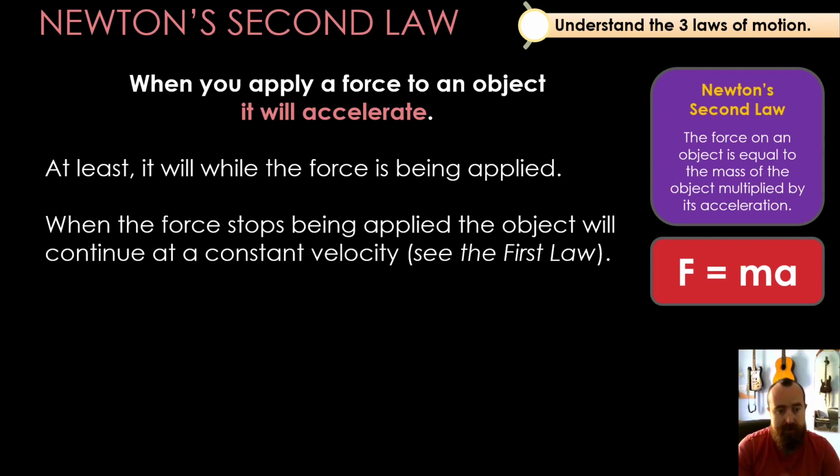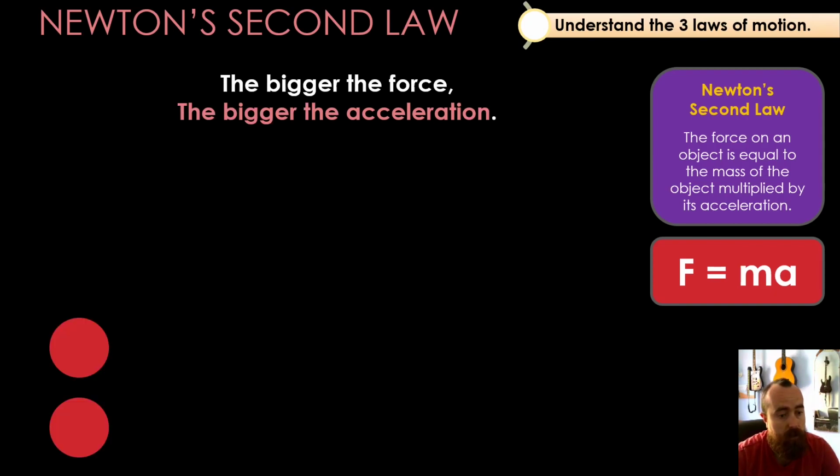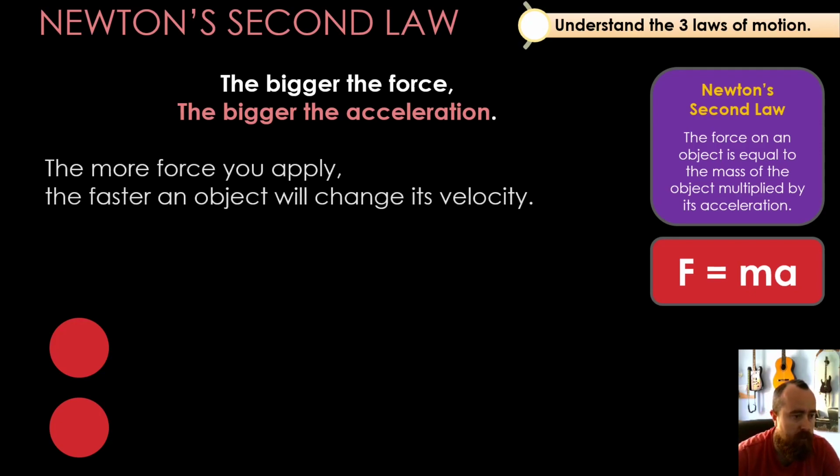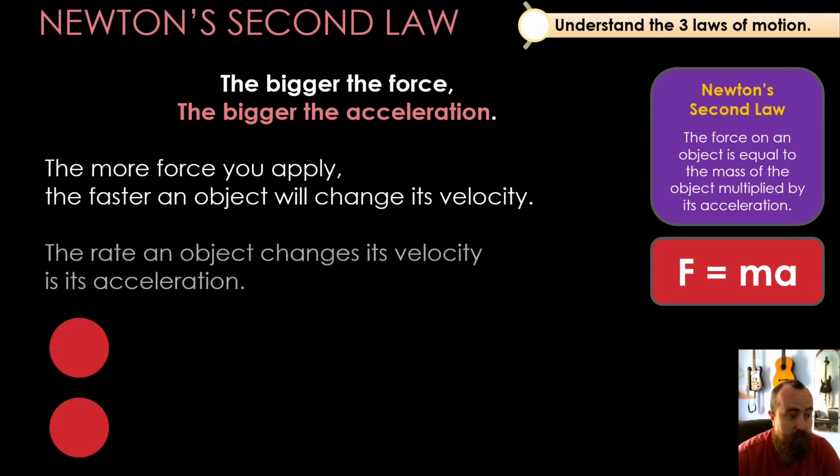It got faster, it accelerated as it went through, and that's because a force was being applied. When you apply a force, it causes an object to accelerate, and that's one of the first things we need to understand with Newton's second law. The second thing was this: the bigger the force, the bigger the acceleration. So if we apply more force, we should get a larger change in velocity. Remember that when something changes velocity, that means that it's accelerating. The bigger the change in velocity, the bigger the acceleration.